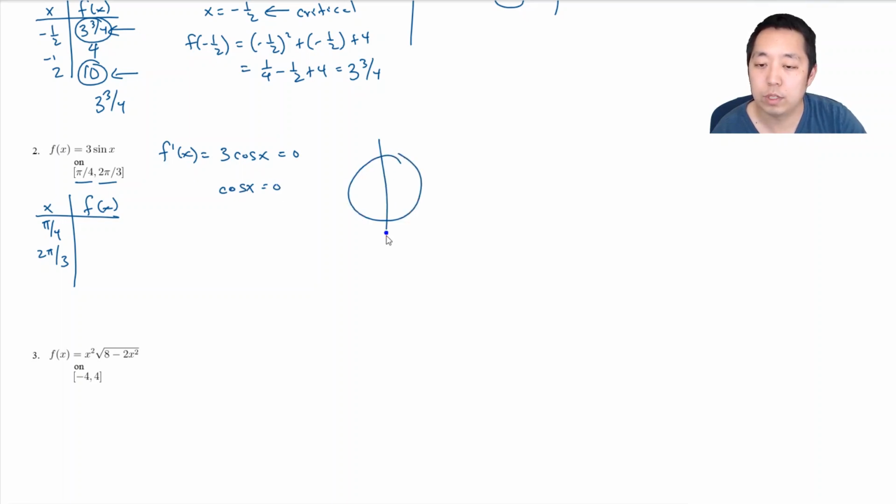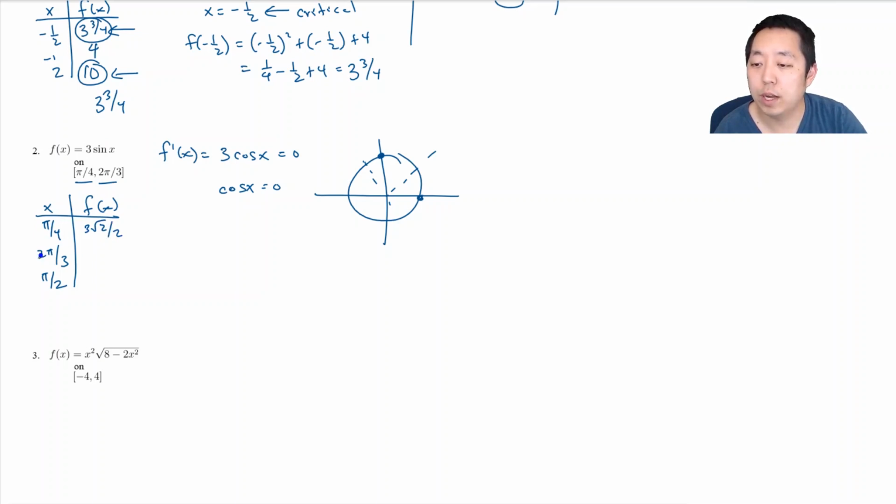If I think about my unit circle, that happens at, actually not at 0, sorry, at pi over 2. That's where cosine of x is 0. So pi over 2 is in my interval, and this interval goes from pi over 4 to 2 pi, to this point here. So this is the only critical number, because I could go all the way down here to 3 pi over 2, but that would be outside of this interval range. And so I just want to do 3 sine of pi over 4. That's 3 root 2 over 2.